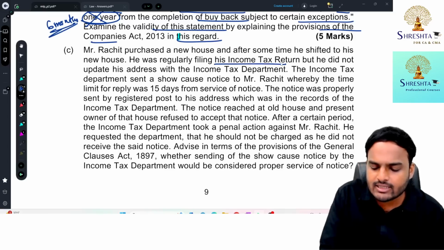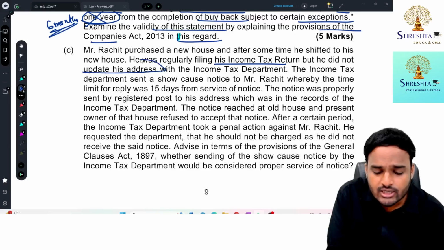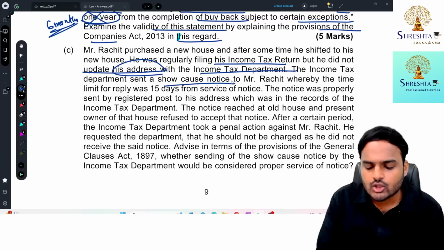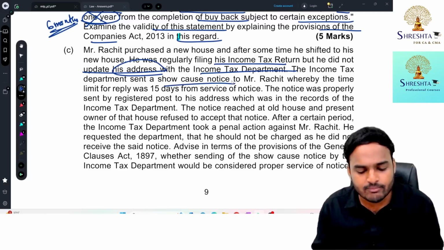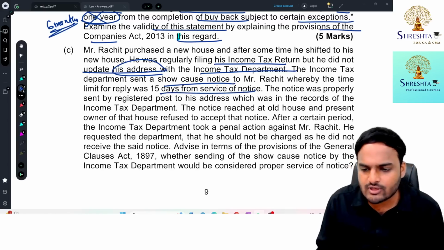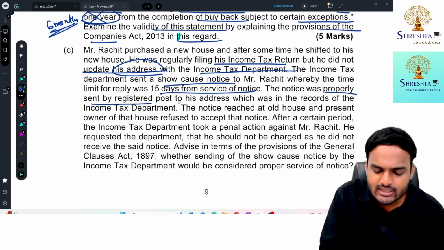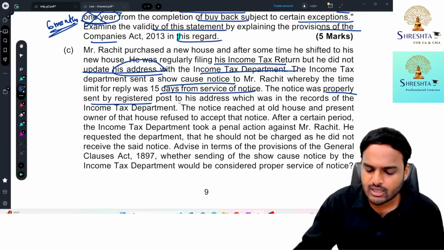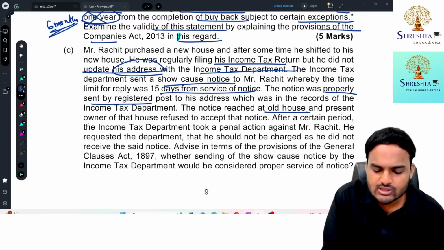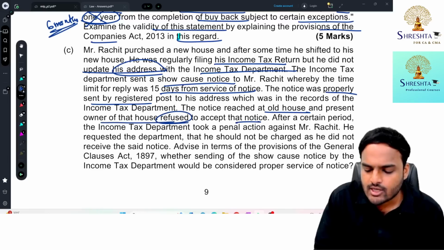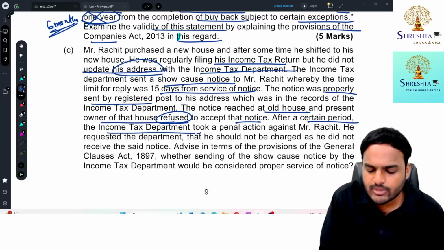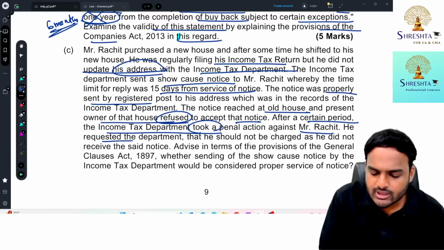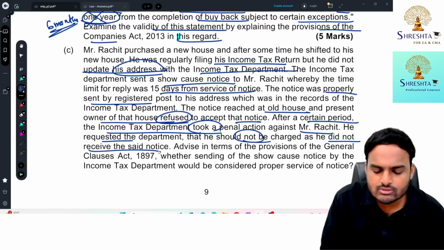He was regularly filing his income tax returns, but he did not update his new address with the IT department. The income tax department sent a show cause notice to Mr. Rachit, whereby the time limit for reply was 15 days from service of notice. The notice was properly sent by registered post to his address, which was in the records of the income tax department. The notice reached the old house and the present owner of the house refused to accept that notice. After a certain period, the income tax department took a penal action against Mr. Rachit. He requested the department that he should not be charged as he did not receive the said notice.